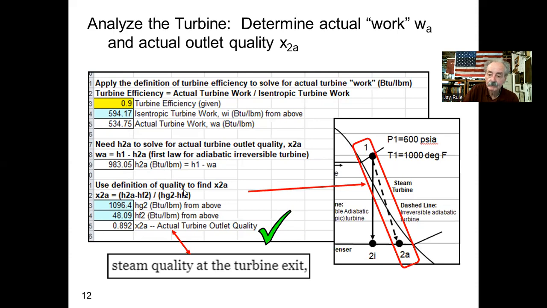Okay. Well, now we can go back and say, now that we have H2 actual, we can use the definition of quality to back calculate the steam quality at the turbine exit. And this is what's asked for in the homework problem. Now we have HG2 and HF2 from before. We already wrote that down. We have H2 actual. So we can use our definition of quality to determine that X2A is 89%. 89% is the steam quality at the turbine exit.